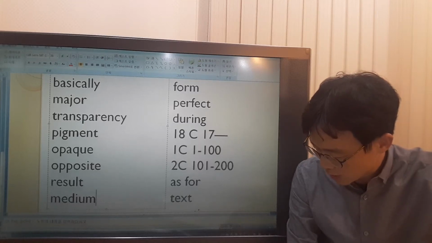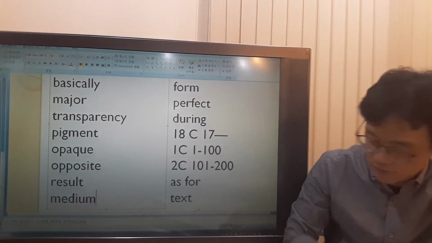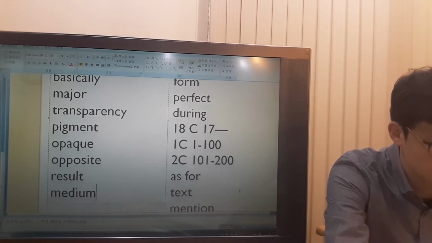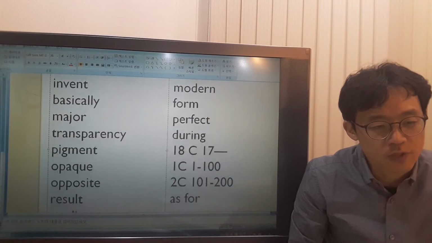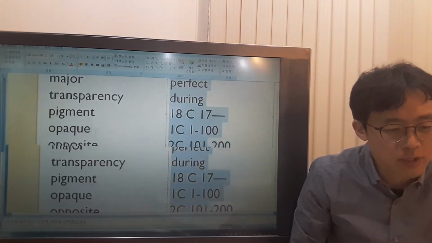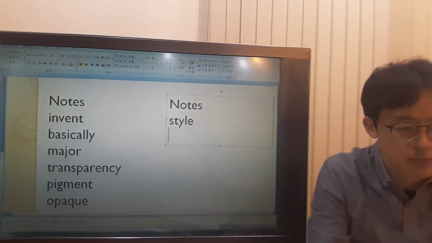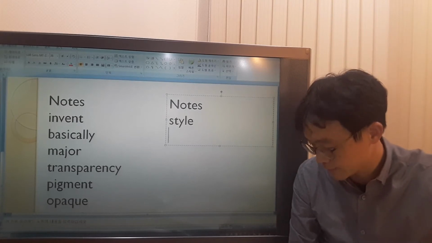The painters using each medium must employ different styles. What does employ mean? Employ means to use different styles. What is a style? Style is a particular way of doing something, alright?